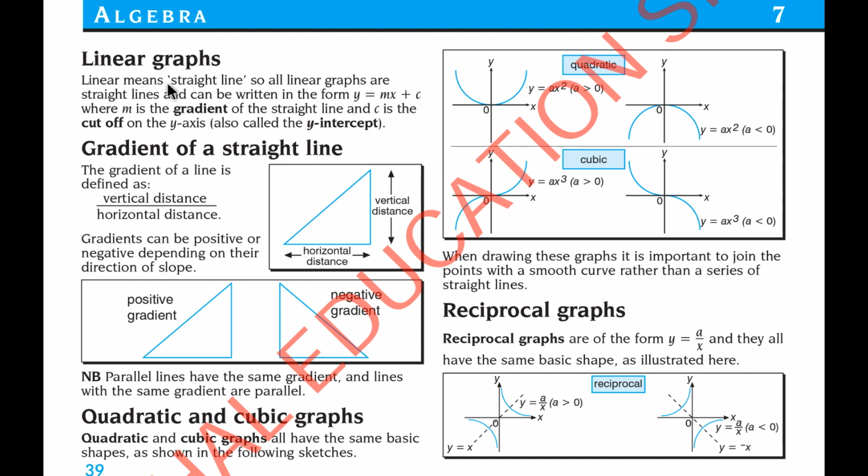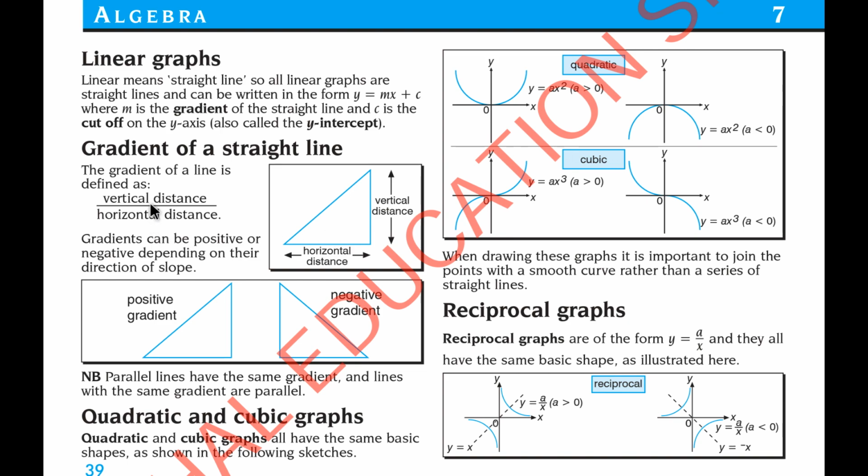Linear means straight line, so all linear graphs are straight lines and can be written in the form y equals mx plus c, where m is the gradient of the straight line and c is the intercept, which means the cut off on the y-axis, also called the y-intercept. The gradient of a line is defined as the vertical distance divided by the horizontal distance, as you draw on a right angle triangle.